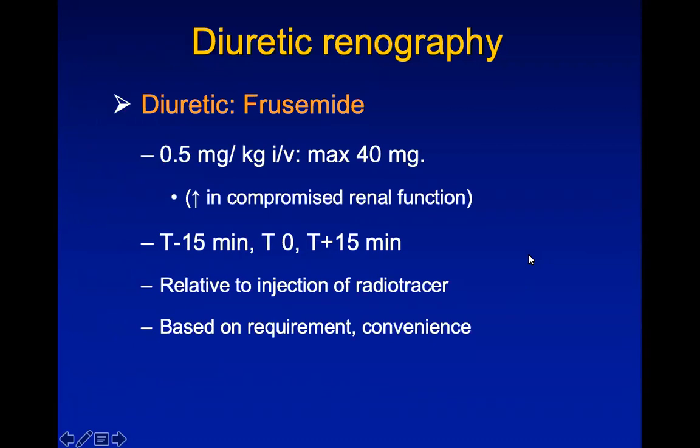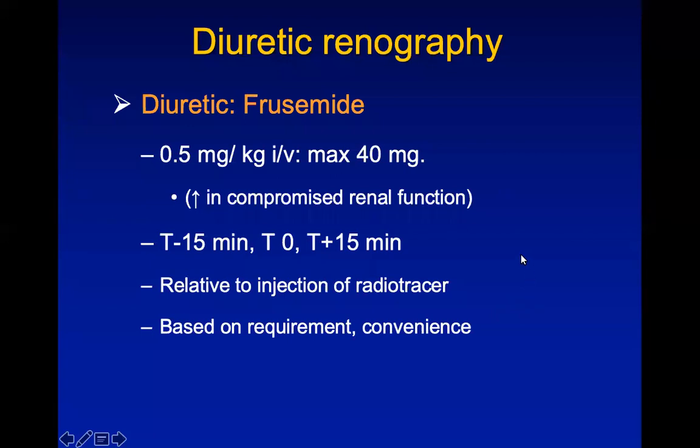The use of furosemide as a diuretic. Usually 0.5 mg per kg intravenously is given up to a maximum of 40 milligrams, but this can be increased in case of compromised renal function. The dose is administered either 15 minutes before the study, at the start of the study, or 15 minutes after the start of the study, depending on requirement.